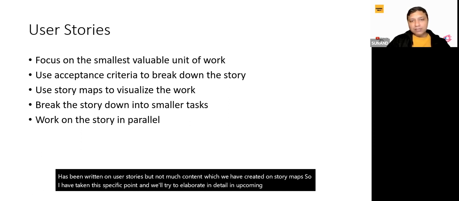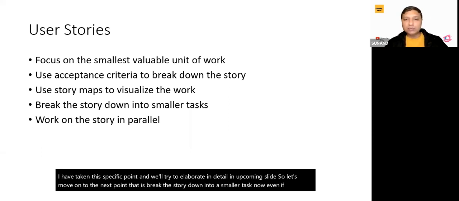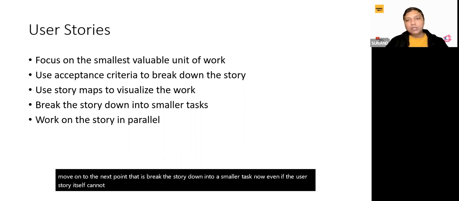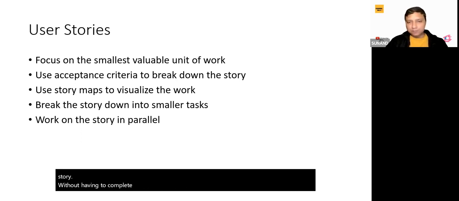So let's move on to the next point, that is, break the story down into smaller tasks. Even if the user story itself cannot be split, you may be able to break it down into smaller tasks that can be completed in a single iteration or sprint. This can help you make progress on the story without having to complete it all at once.